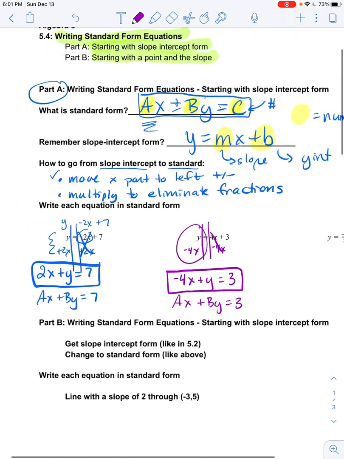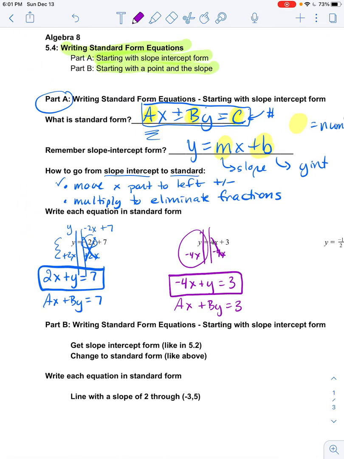So if you're looking at it wondering what are the a, b, c, the a is whatever number is in front of the x, just like up here. So in this problem, that would be a 2. The b is whatever's in front of the y. So in this problem, that would just be a 1. And the c is the constant to the right. So in this case, the c would be a 7.